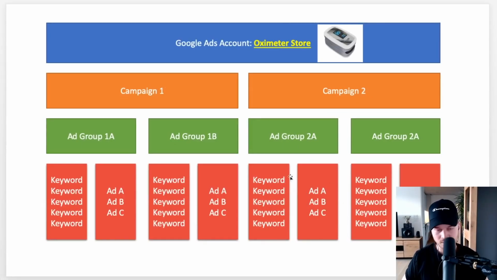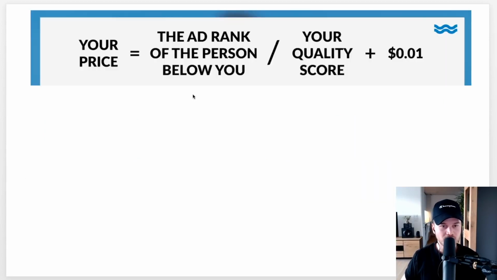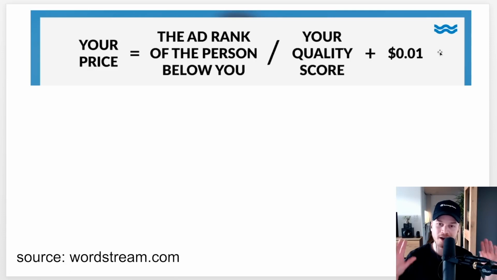So we have now set up our campaign. Let's move on here. The price that you pay for each click is a formula. It's the ad rank of the person below you divided by your quality score plus 1 cent. Now, I know this sounds very complicated and you're not understanding this right now, but bear with me here. I'm going to explain everything.